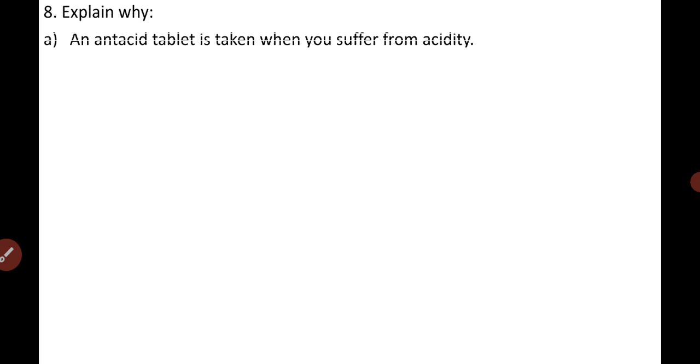Explain why. Question number 8. An antacid tablet is taken when you suffer from acidity. During indigestion, acidity is simply referred to as indigestion, right? This is the effect of neutralization in our day-to-day life.